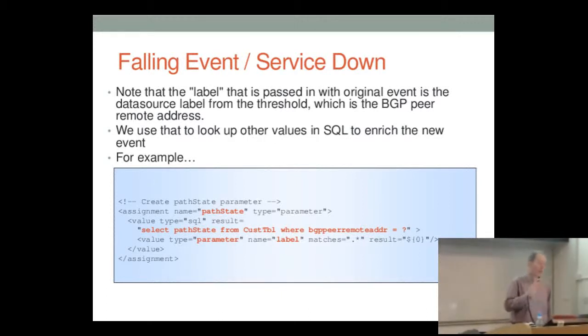One of the great things about the translator is it can go out to an external source to pull in information. If you remember, we created that table in Postgres where we put the customer service data. So what we're doing now in these sections is going out to Postgres with this select statement here, and pulling in the values that are the result of that SQL query. Here we're going out to the customer table, where the remote address matches the IP that's come in from the threshold, and we're looking for the state and putting that into a parameter called path state.